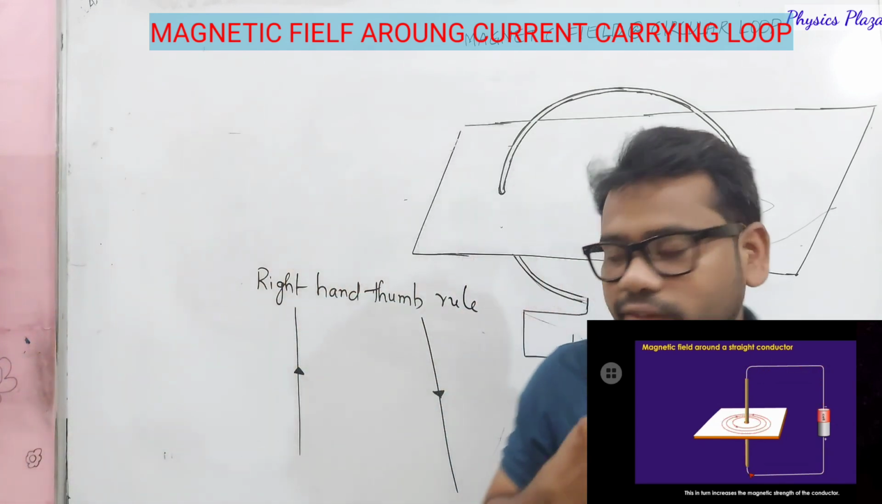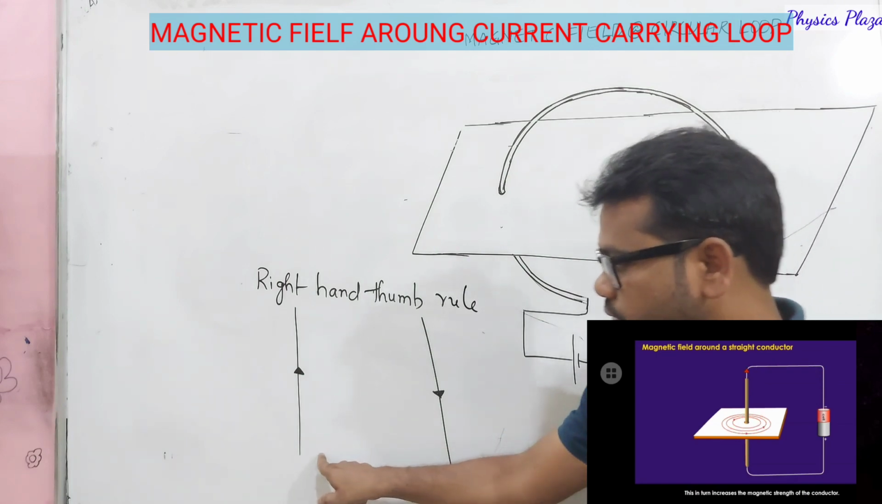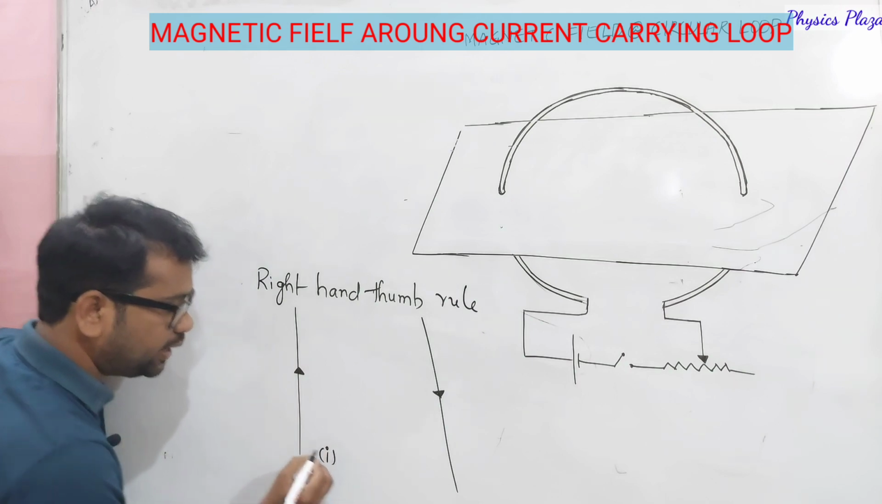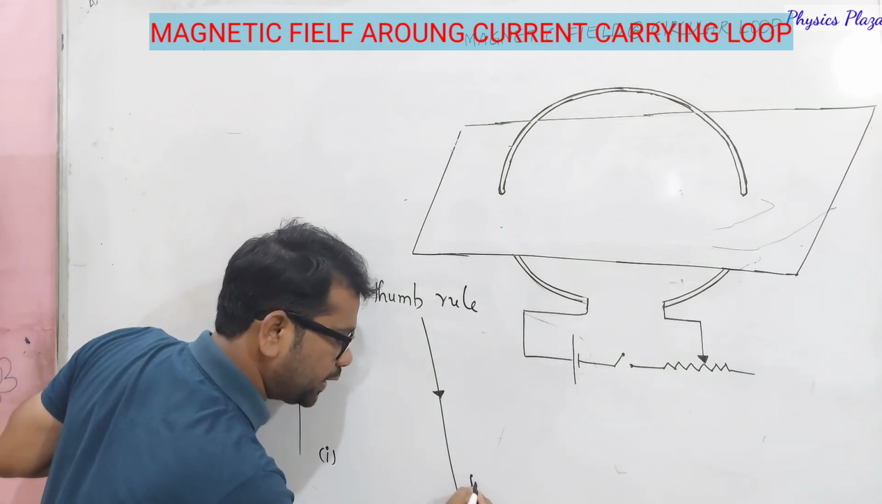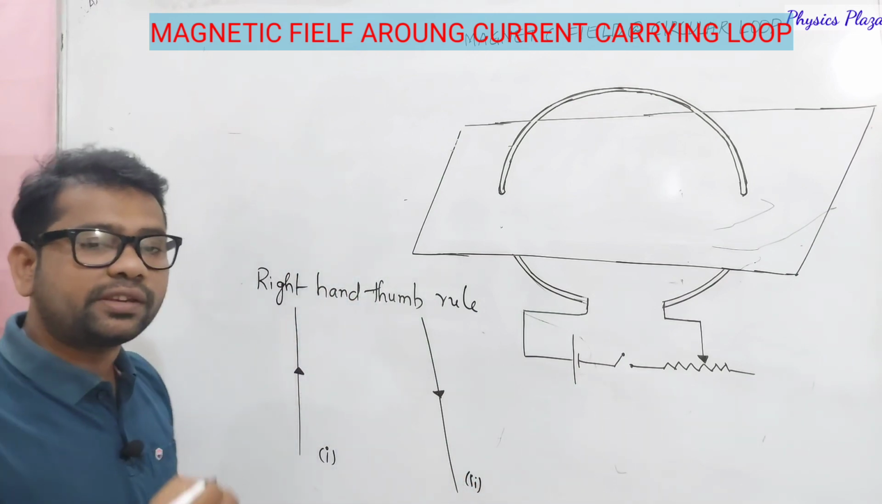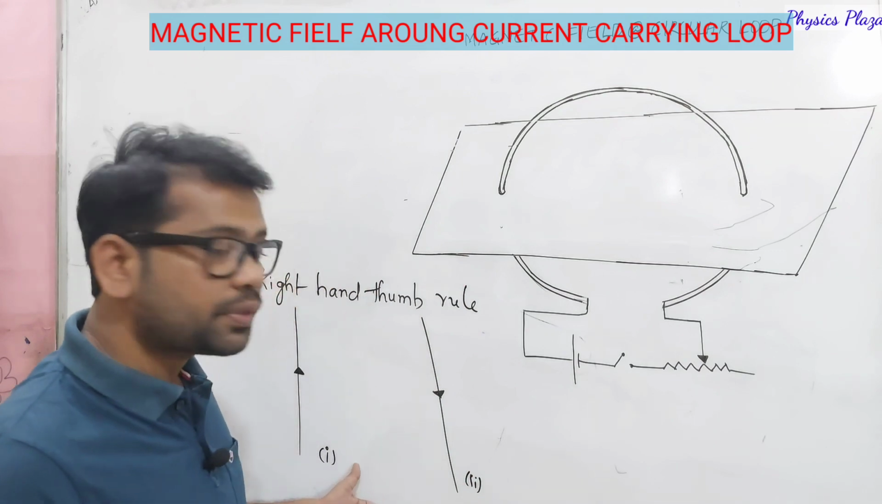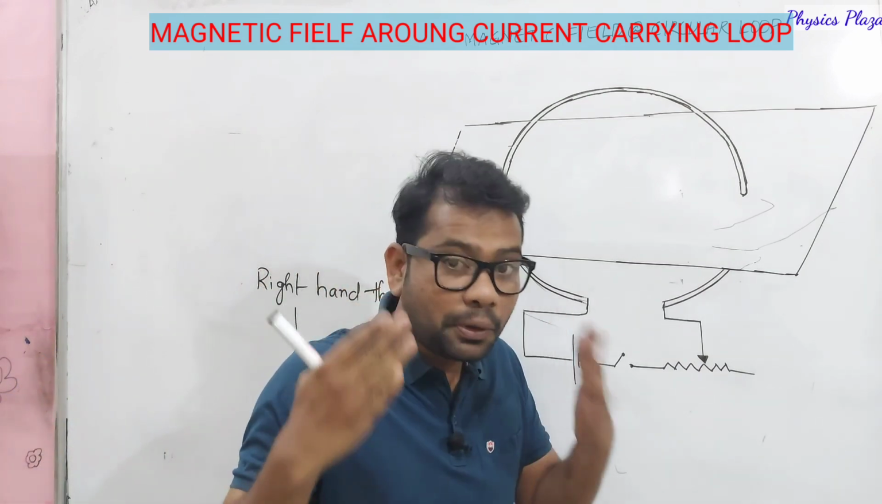Here we have two cases. Case 1, case 2. In the first case, current is passing vertically upwards and here current is passing vertically downwards. So in which case are the magnetic field lines clockwise around the conductor, and in which case anti-clockwise? Children, come on, think.